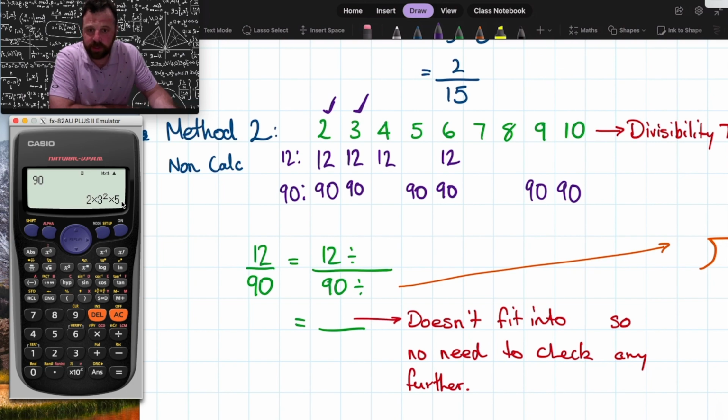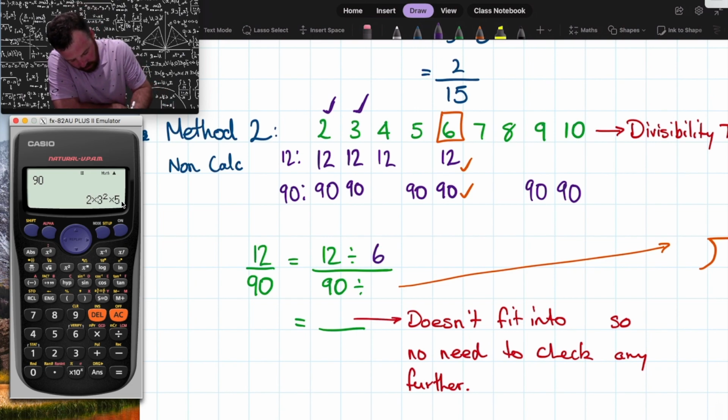We've gone through our divisibility tests, and let's have a look at this. The highest one that they both have in common is the number 6. So again, we say the highest common factor of 12 and 90, from what we've seen, is the number 6. So we can use our divisibility tests. We're going to say 12 divided by 6 and 90 divided by 6. 12 divided by 6 is 2.